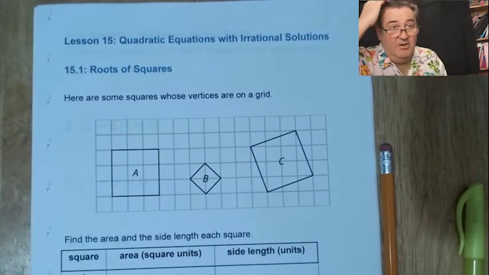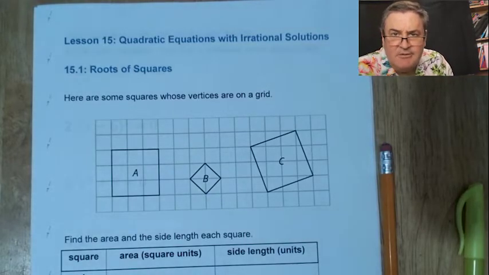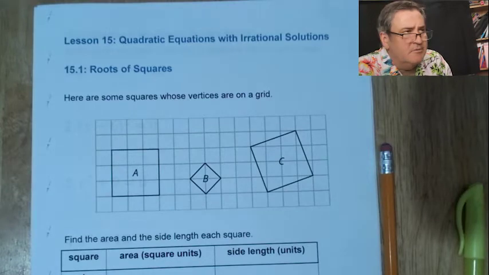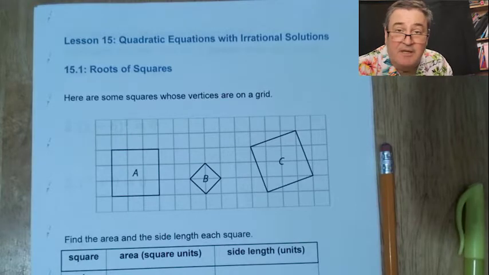Okay, we are looking at quadratic equations with irrational solutions. Irrational numbers. What's an irrational number? Well, it's irrational. It just goes crazy, flies off the handle when the slightest thing happens. No, that's not what I'm talking about being irrational.